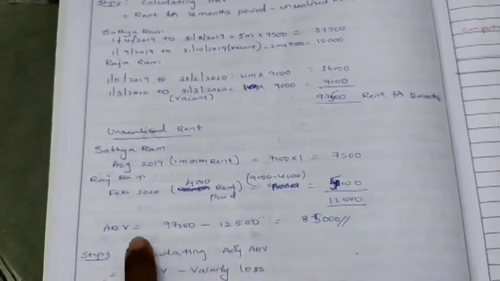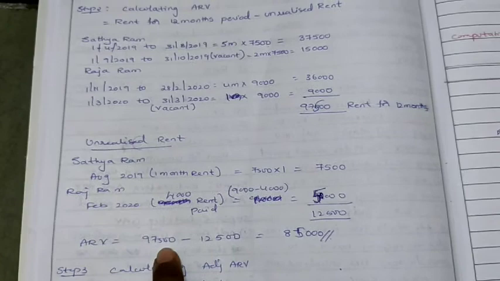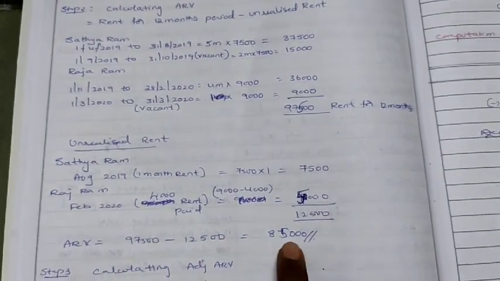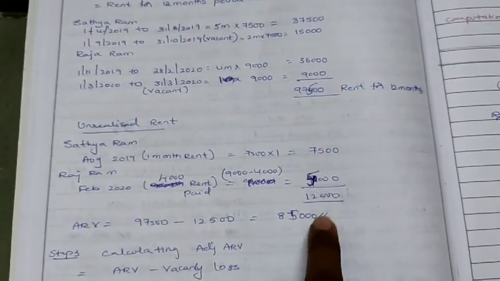Now calculate ARV. ARV is equal to rent for the 12 months period minus unrealized rent. So 85,000 is the ARV.